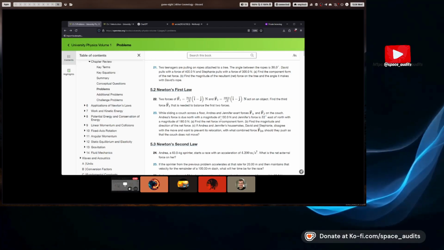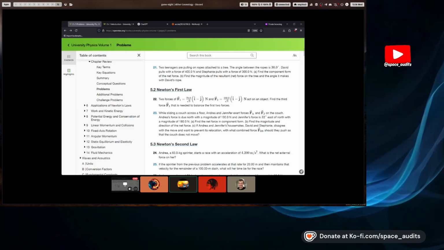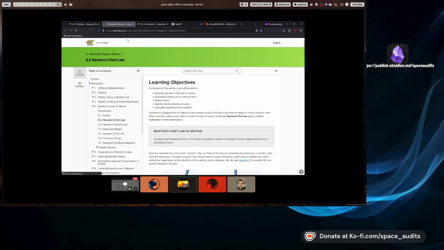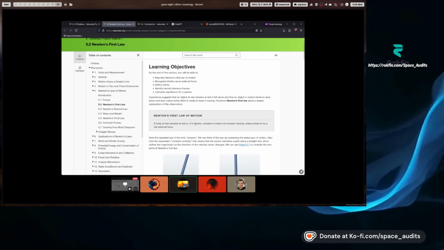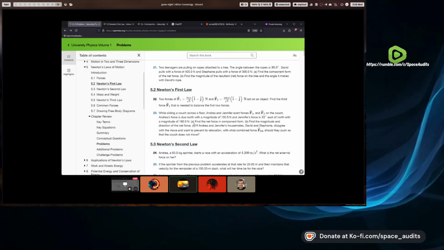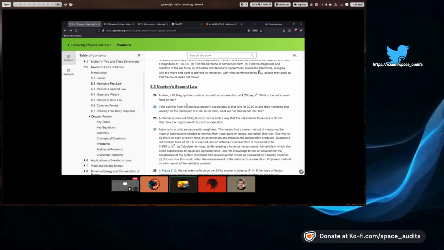An object in motion will stay in motion, an object at rest. Wait, is that Newton's first law? Gosh, I get them mixed up these days, to be honest with you. Yeah, an object in motion will stay in motion, an object at rest will stay at rest unless acted upon by an external force. Yeah, okay.